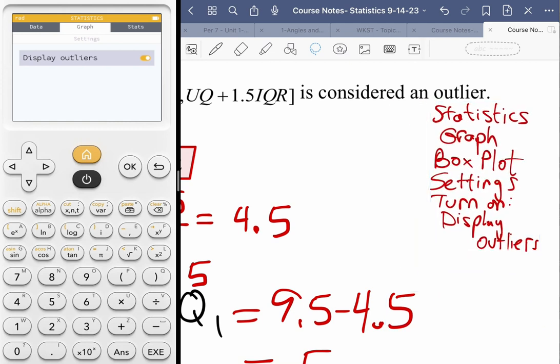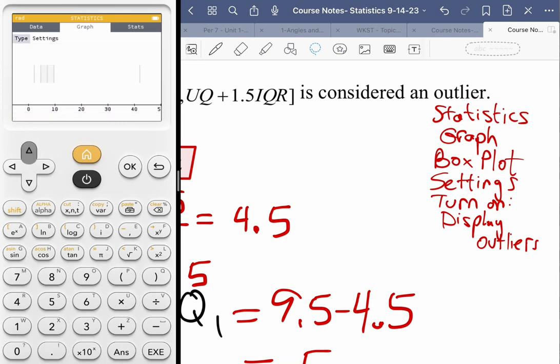All right, so you turn on display outliers. I have mine on already, so I'll turn it off for a second just so you see. When you look at the graph, prior to doing that, this is what the box plot would look like. If you're not familiar with box plots, this is uncharted territory, but if you've seen box plots before, you know this is what a typical one looks like.